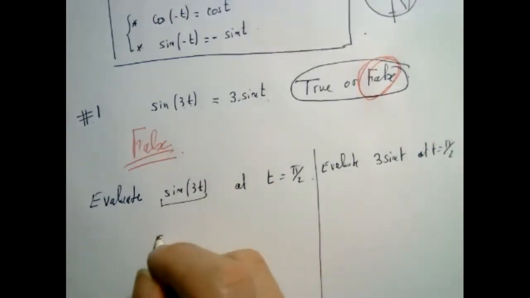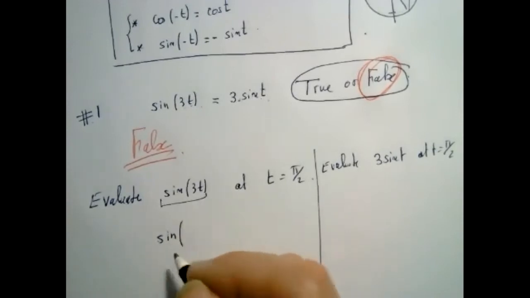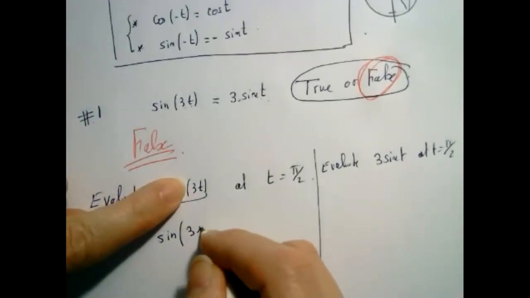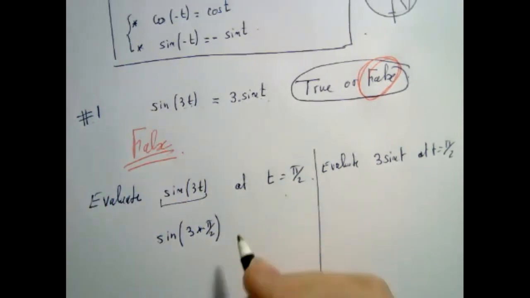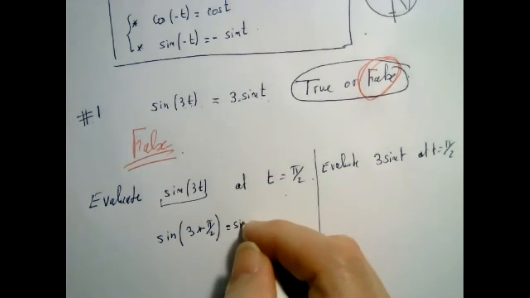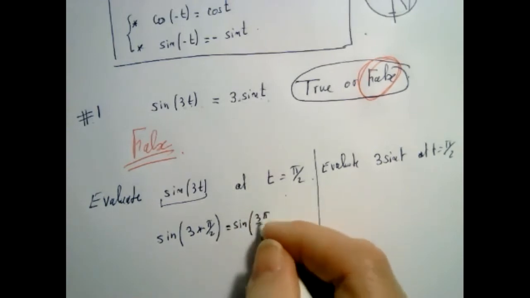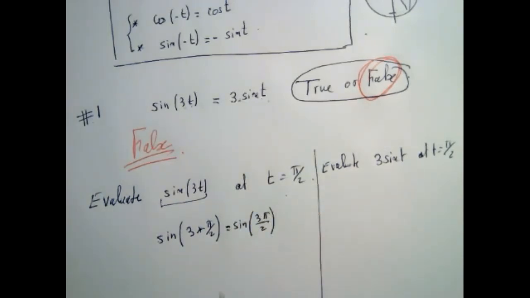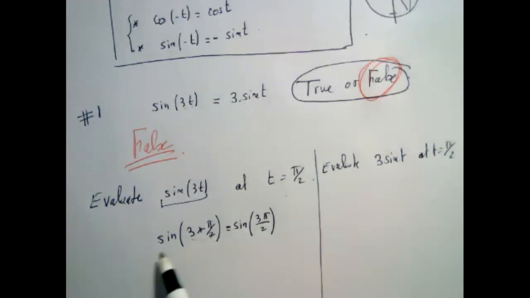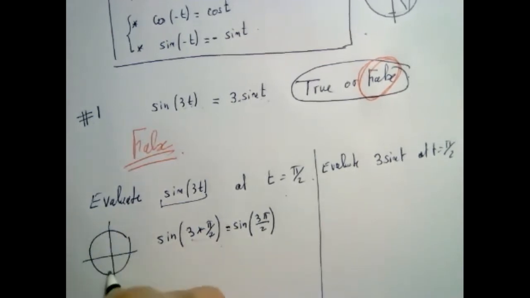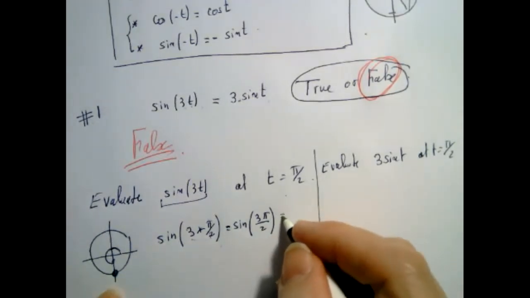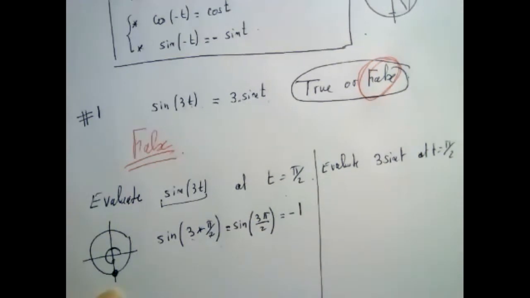When I evaluate this, what do I do? I take sine 3t at t equal pi over 2, which will give me the sine of 3 pi over 2. So I'm multiplying the t by 3, and then I take the sine. So sine of 3 pi over 2, if we go to the unit circle, 3 pi over 2 is right there. The sine is the y-coordinate, which is -1.